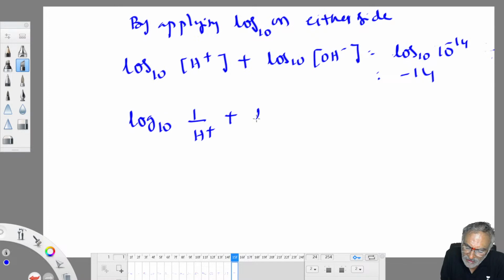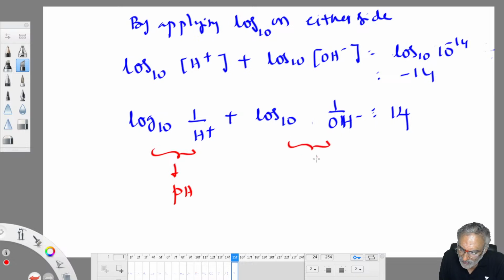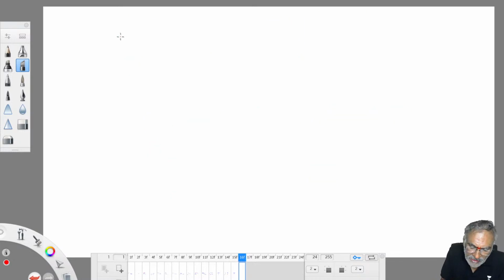Log 10 1 by H plus, I can also write like this, plus log 10 1 by OH minus is also equal to 14. This way also I can write. Writing this always is difficult. This log 10 1 by H plus is replaced by pH. Log 10 1 by OH minus is replaced by pOH. Potential of hydrogen and potential of hydroxyl ions. Therefore, pH is nothing but log 10 1 by H plus.